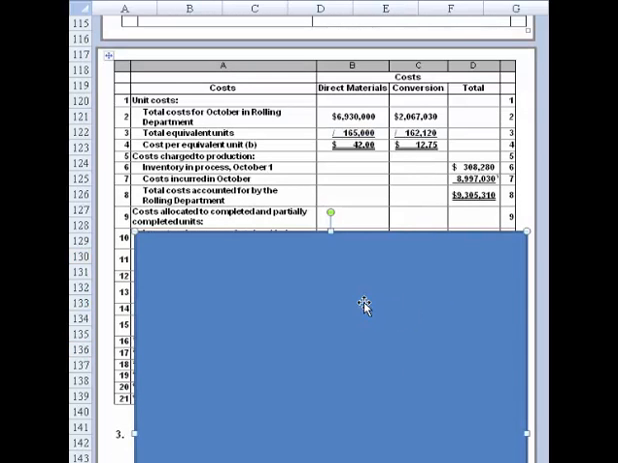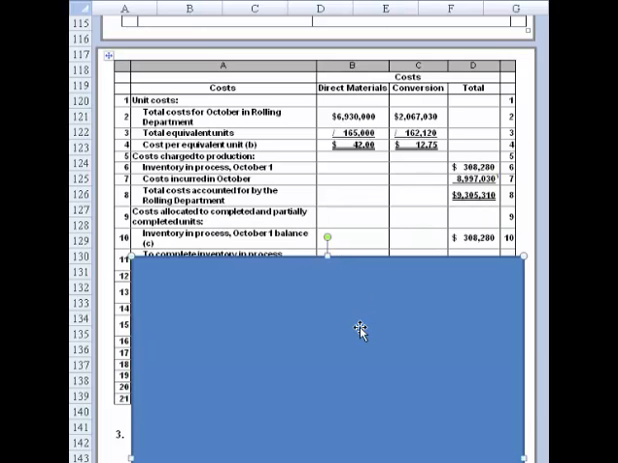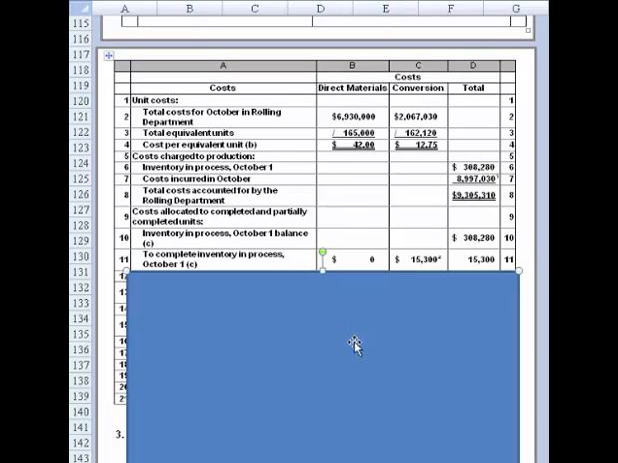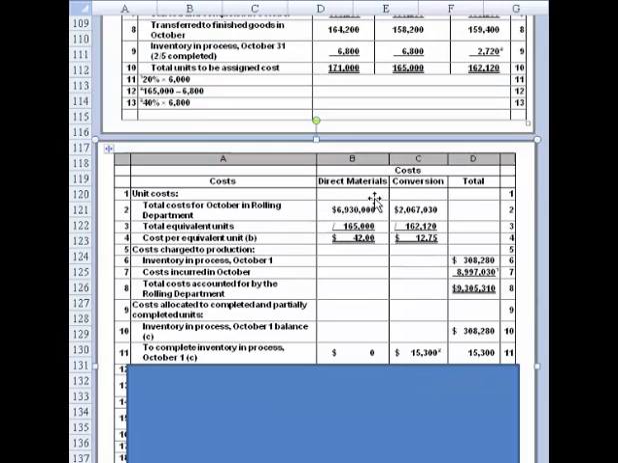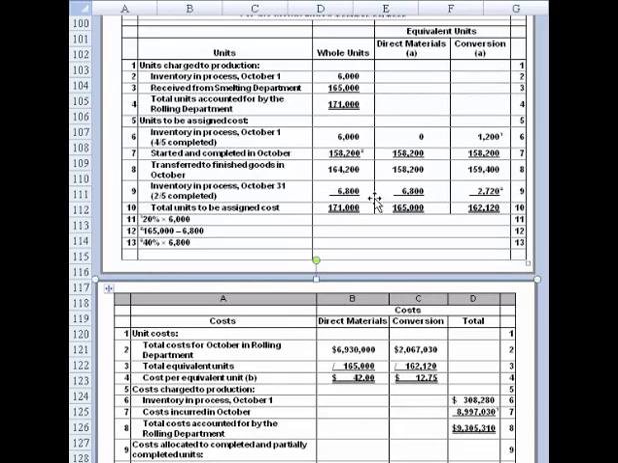Okay, so cost allocated to complete and partially completed goods. We have the 308,280 of the beginning inventory, and then we need to complete the inventory in process, and we come up with $15,300, where we use the 12.75 conversion cost above times the 1,200 units, right, that represented that appropriate layer, taken from right there, left of my mouse.